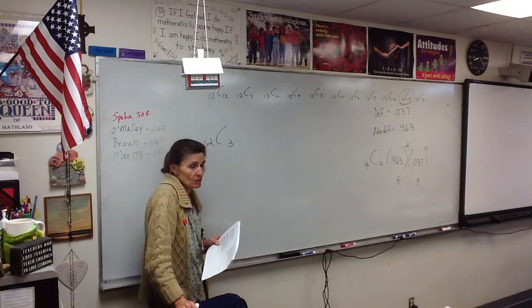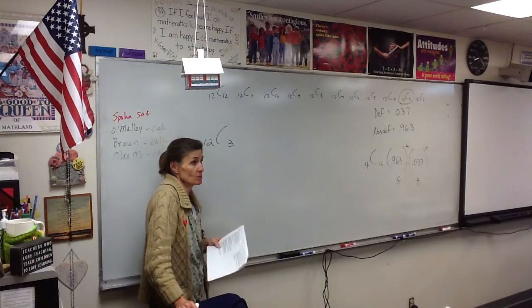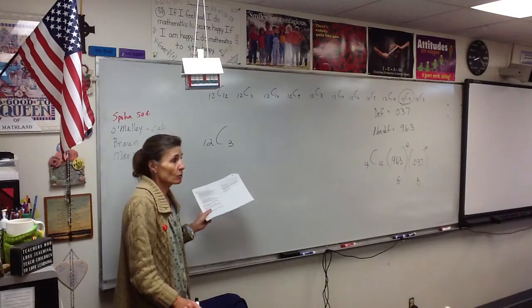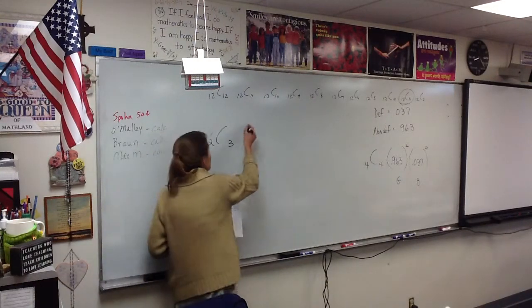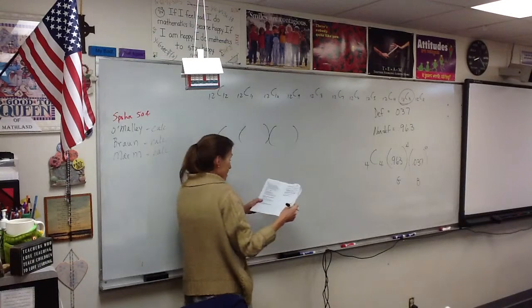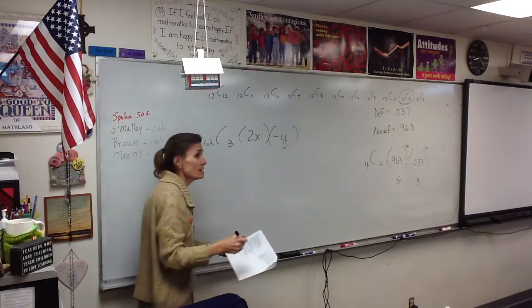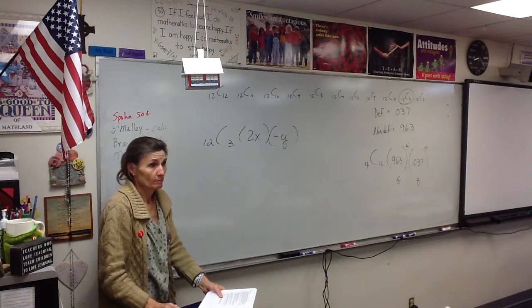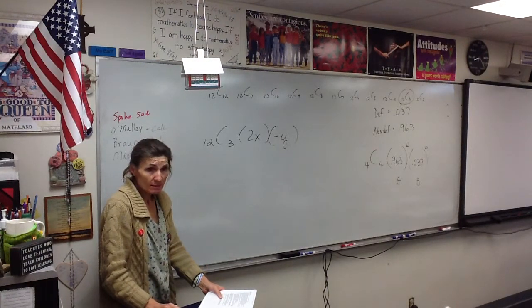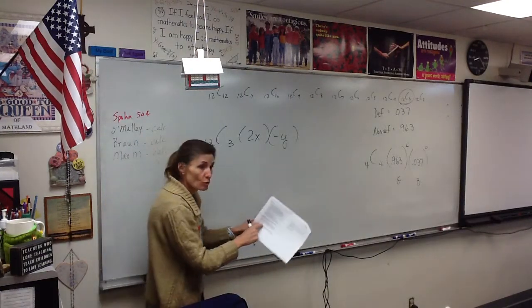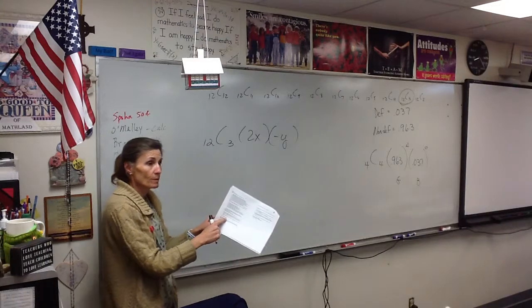That is not the answer. That's the binomial coefficient, not the final coefficient. Next to this will be 2x and negative y to some power. Remember this? How come 2x and negative y? Because those are the things in the problem.